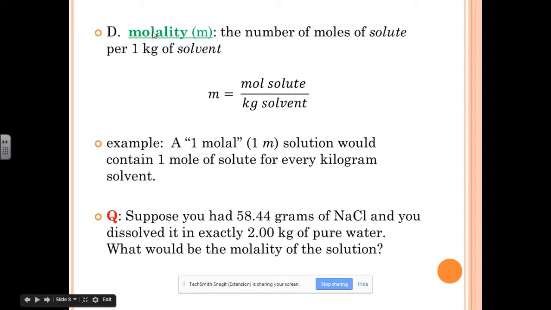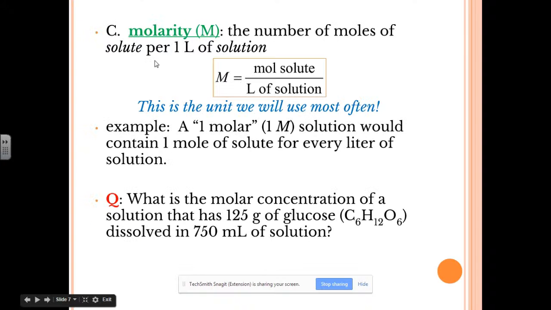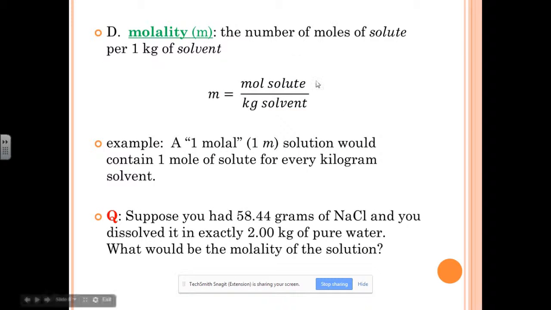The other one then is called molality, so little m, notice the difference. This is the number of moles of solute per kilogram of solvent. So if we go back and forth, notice the difference there in the units for what's on top and what's on bottom. So a 1 molal solution would contain 1 mole for every kilogram of solvent.